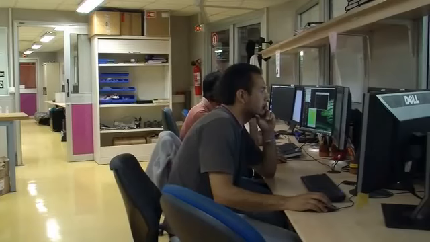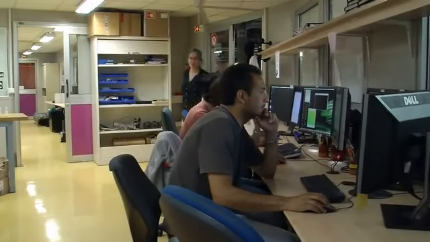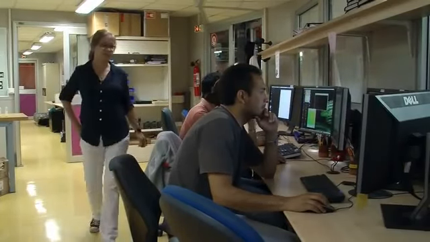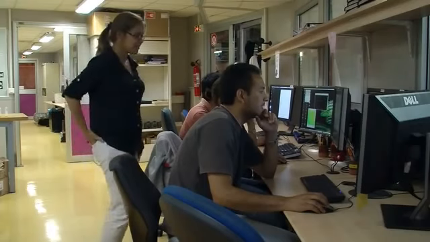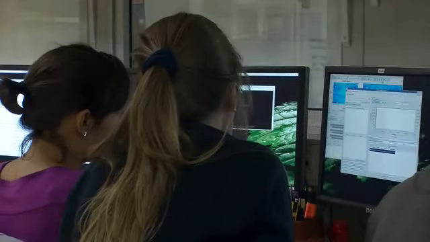A wide range of techniques is open to industry at the ESRF. Dr. Gemma Martinez Criado, beamline responsible, will give us an insight into X-ray fluorescence spectroscopy.